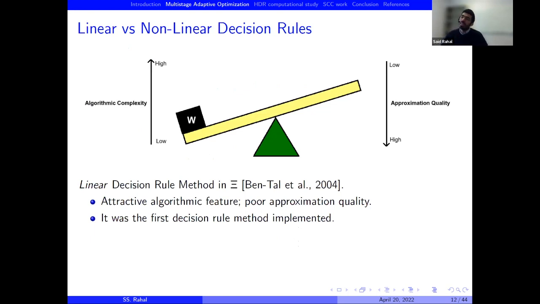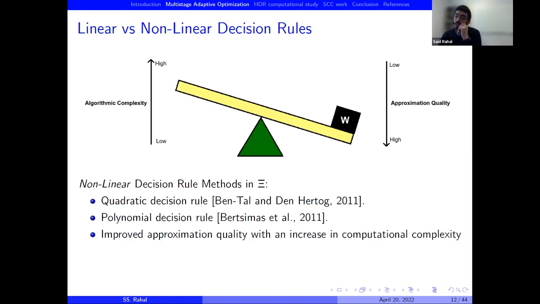Okay, but what's the dilemma with any approximation technique? The LDR was first introduced in 2004, and this was kind of the beginning of decision rule-based methods. It has attractive algorithmic features, but its approximation quality for most problems is poor, is not that high. So now we have this kind of dilemma of approximation quality as a function of computational cost.